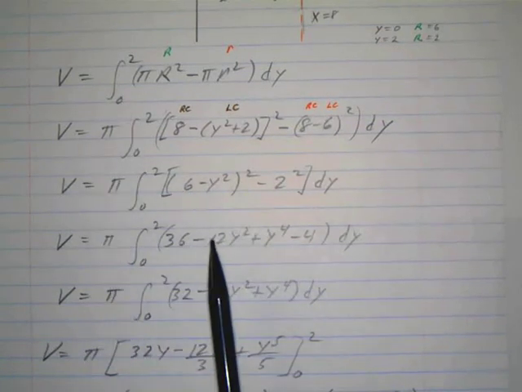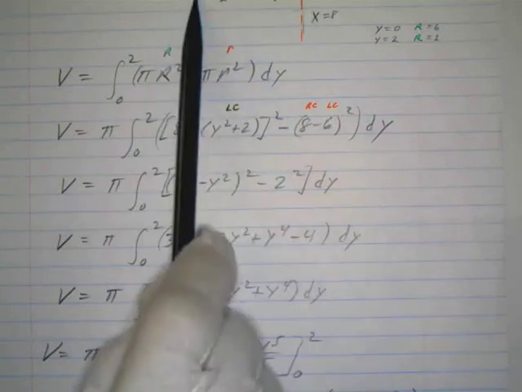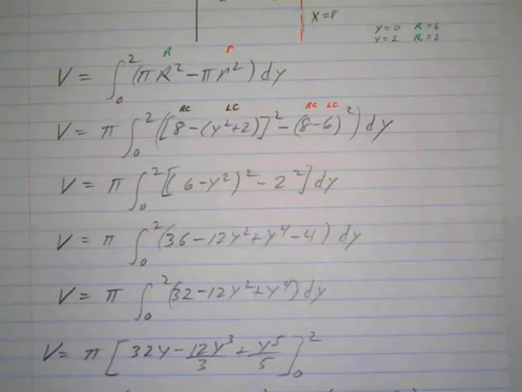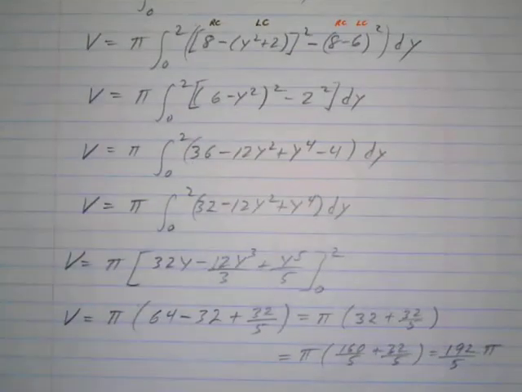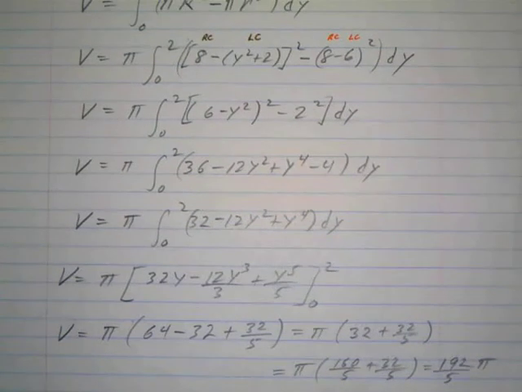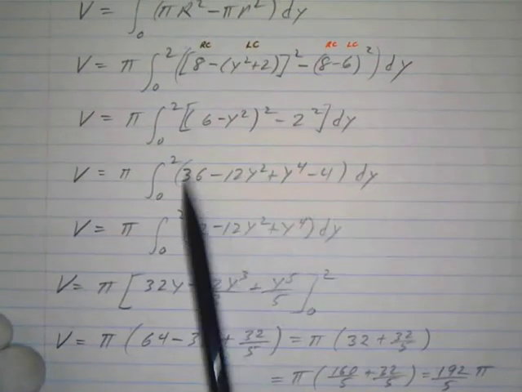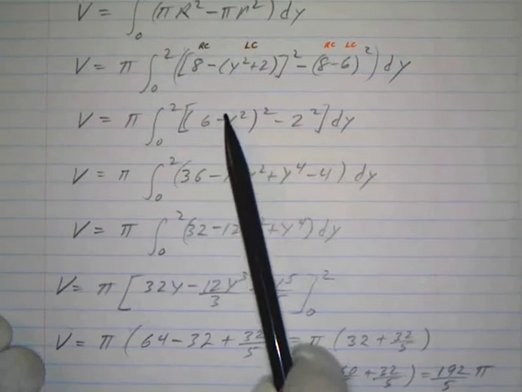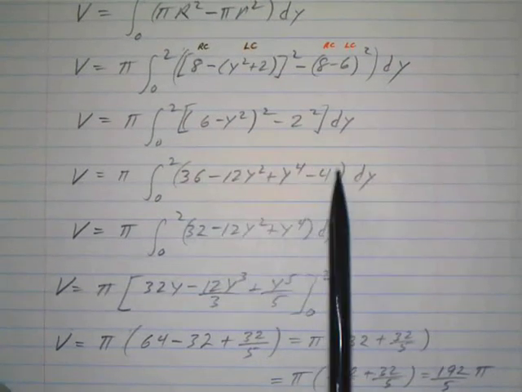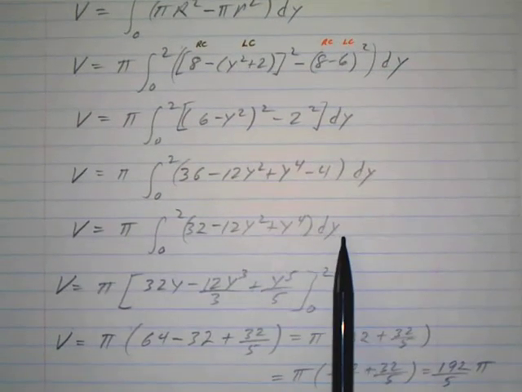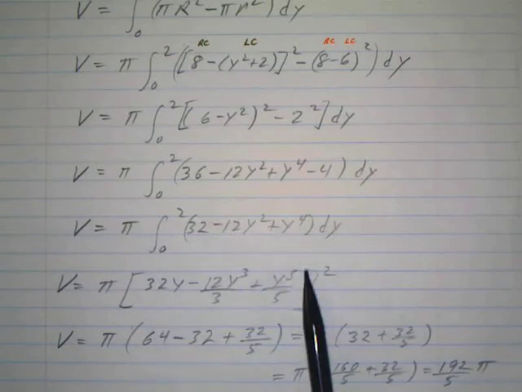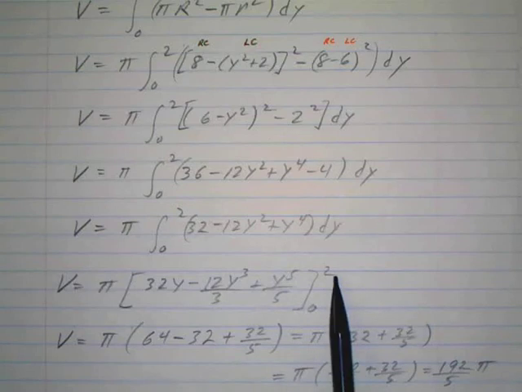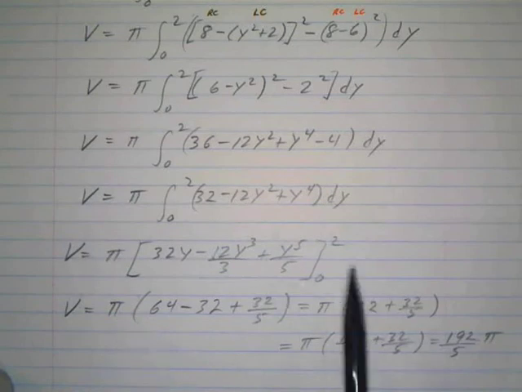Again, I factored out the pi, and I'm going from 0 to 2 because this is with respect to y. I've been a little lazy on that lately. So this is going to be 36 minus 12y squared plus y to the fourth minus 4. 36 minus 4 is 32. Then we take the antiderivative: 32y minus 12y cubed over 3, plus y to the fifth over 5, from 0 to 2. Our zeros zero out, which is nice. So I just have to take pi times this evaluated at 2.